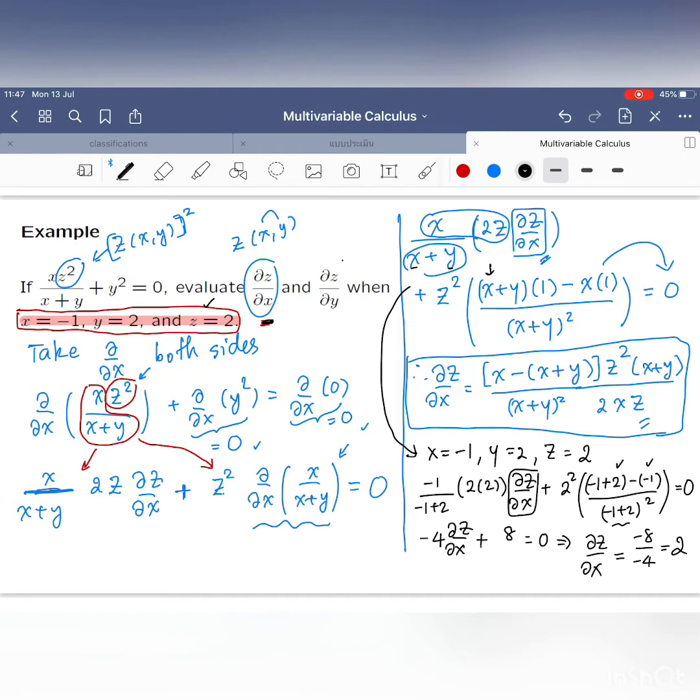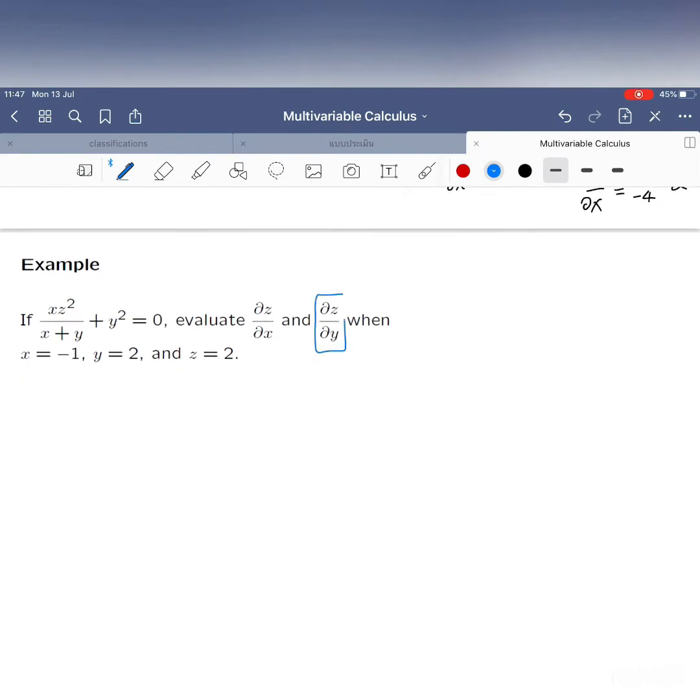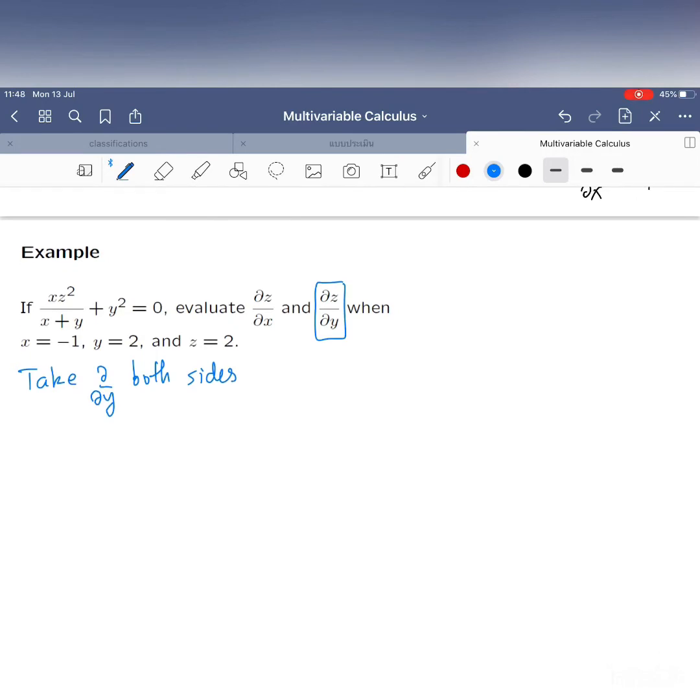What if we need to find the derivative of z with respect to y instead? Let us look at this example one more time, but from the other aspect. We're going to find this one. First thing you do, you take d/dy of both sides again. So you get d/dy of x z squared over (x + y squared), equals d/dy of 0.